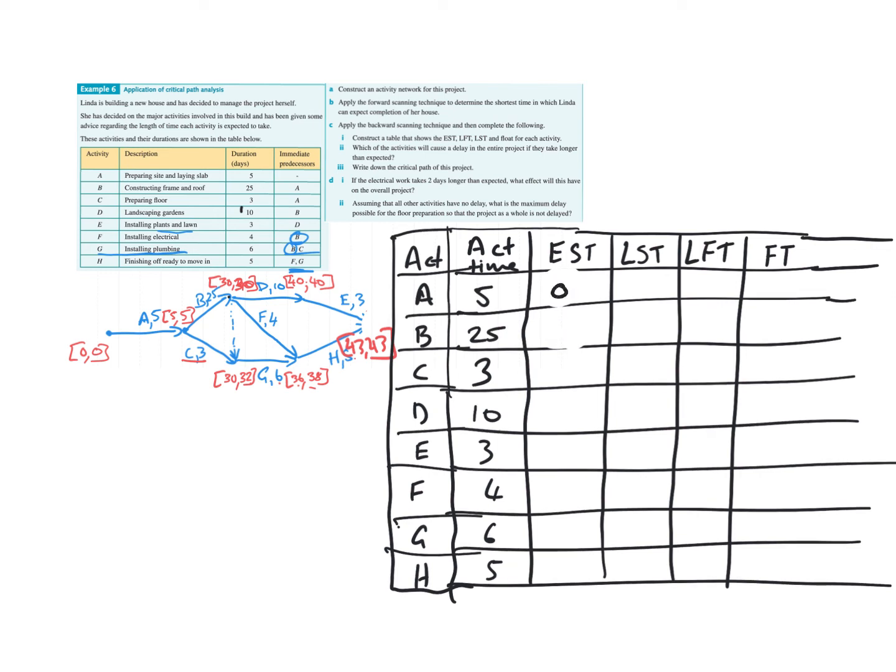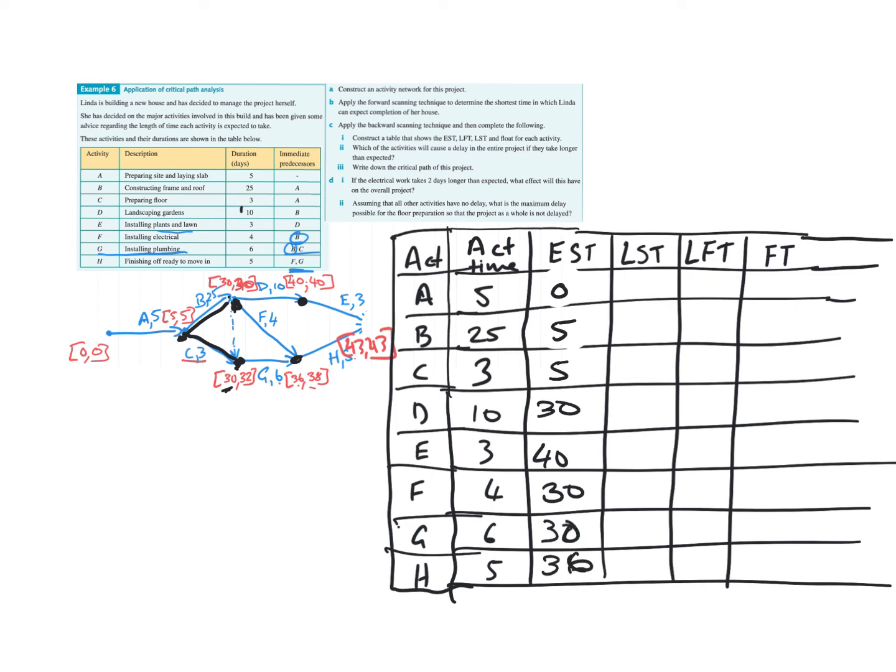A actually starts at 0, B starts at 5. Okay, so we're looking here for the start of A. C is also 5. D is 30. F is 30 as well, all coming from the same vertex. And that's a dummy activity. So E here comes from this vertex, so it has an earliest start time of 40. And G has an earliest start time of 30. And H has an earliest start time of 36. So we look at the vertex to determine those.